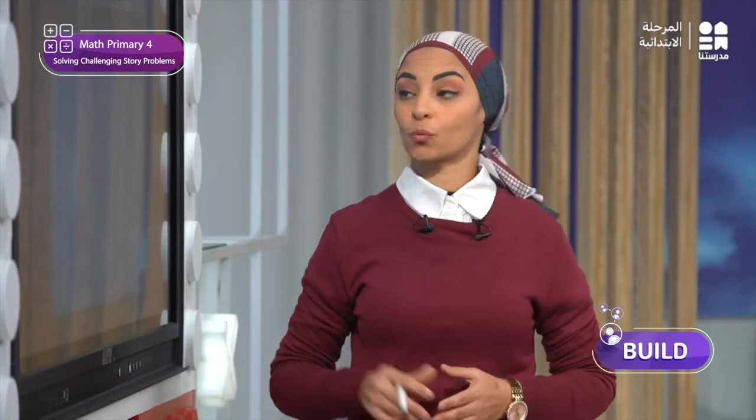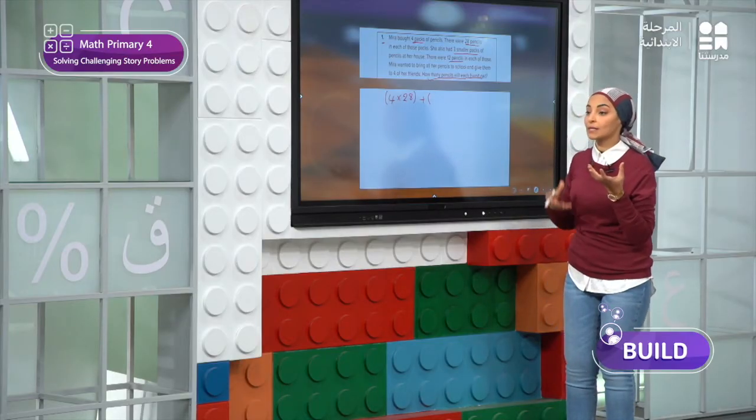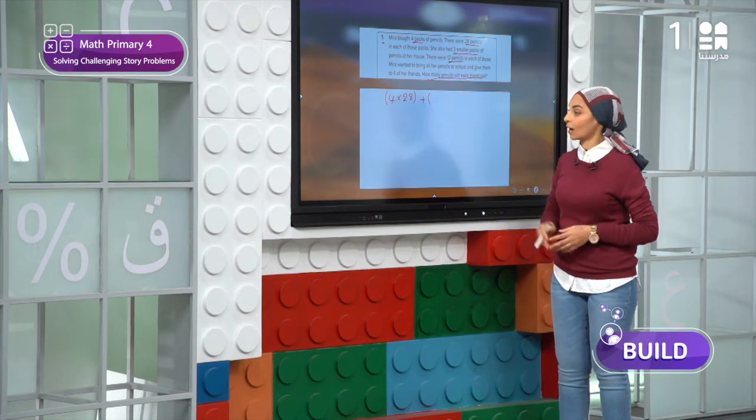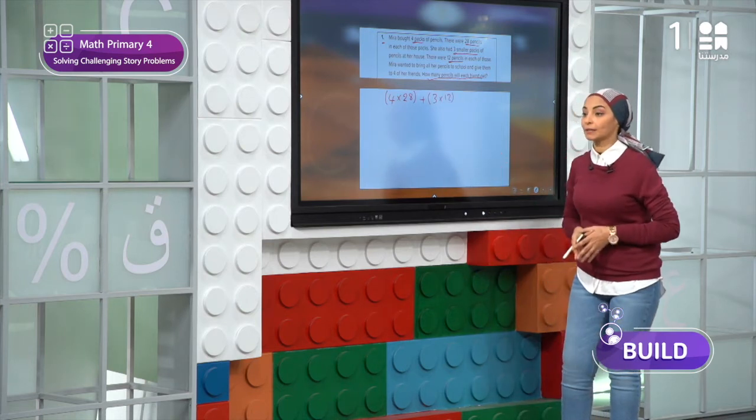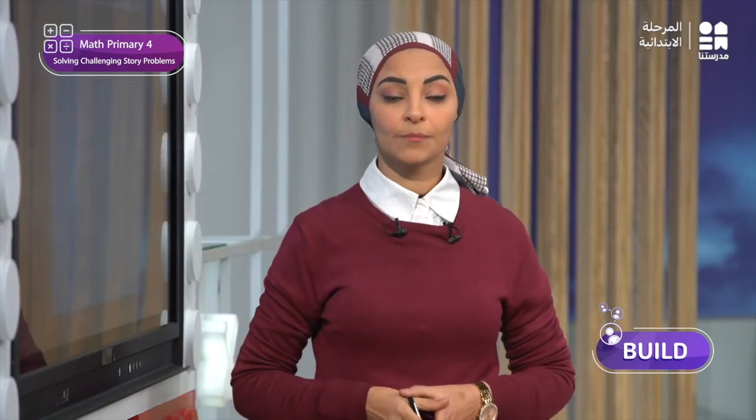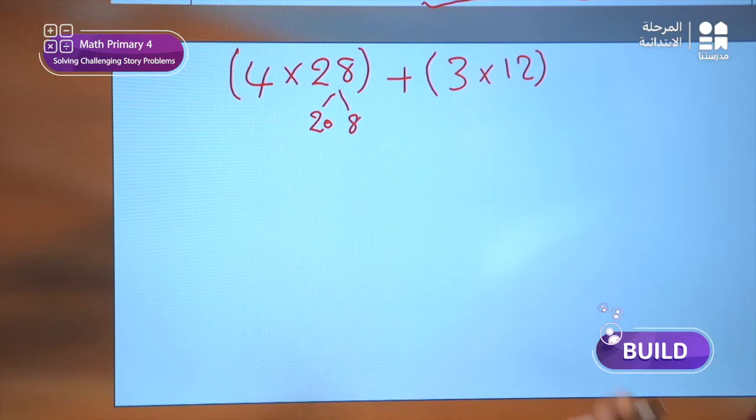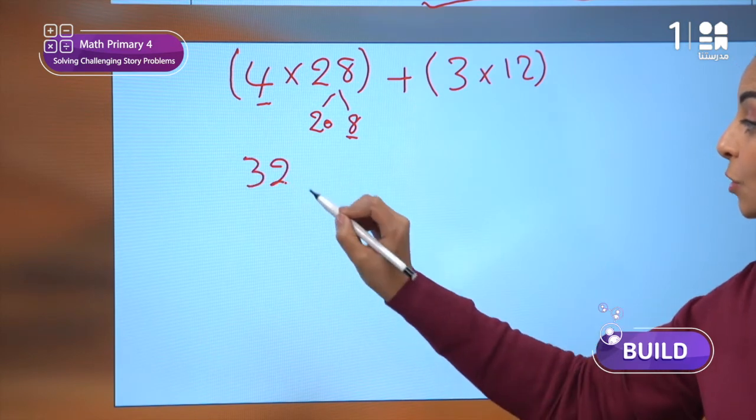Then what should I do? I will add what? Yes, I will add 3 packs times 12, 3 packs times 12 pencils, right? So I will do 3 times 12 in another bracket. Then what should I do? Let's do 4 times 28 first. So 28 can be 20 and 8, right? First of all, I will multiply what? I will do 4 times 8. Here 4 times 8 gives me what? Excellent. 4 times 8 gives me 32.